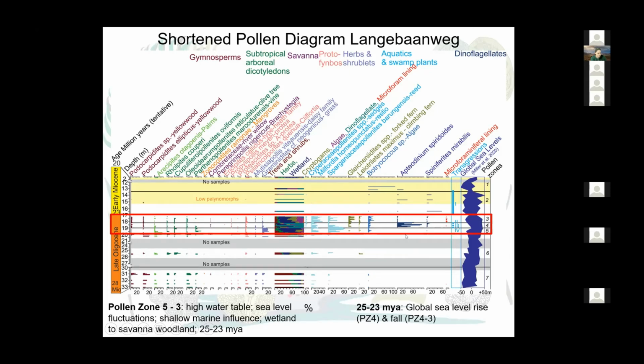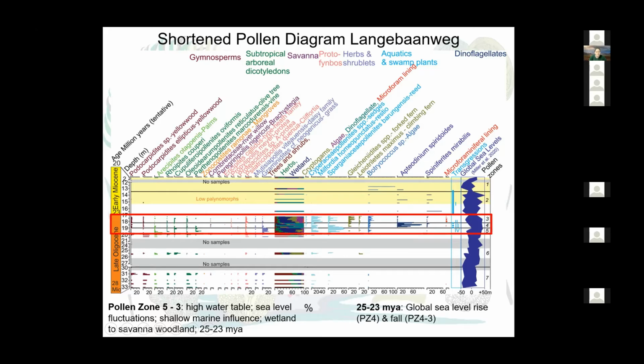If we look at Apteodinium spiridoides, we can see that the percentages were approximately 60% at the bottom contact of pollen zone 4, and increased to roughly 90%, and then decreased to about 70%, and increased and decreased again. Based on these fluctuations, we can assume that there were 3 transgression and regression events. And these can also be seen on the global sea level curve shown here, which was represented in a study by Miller et al.